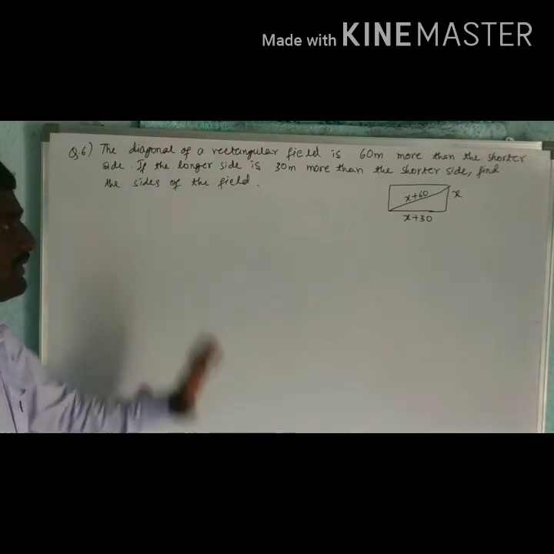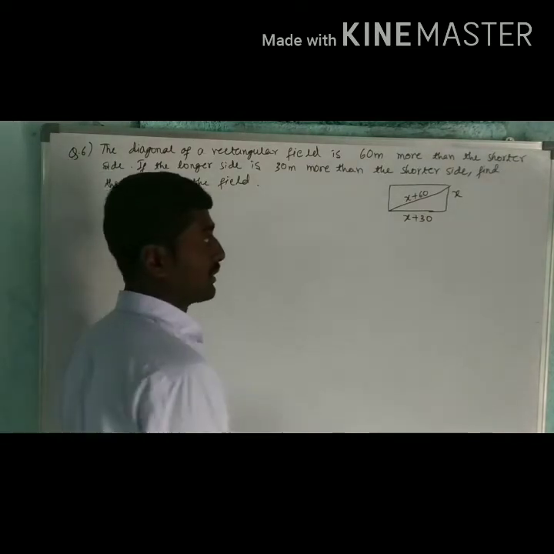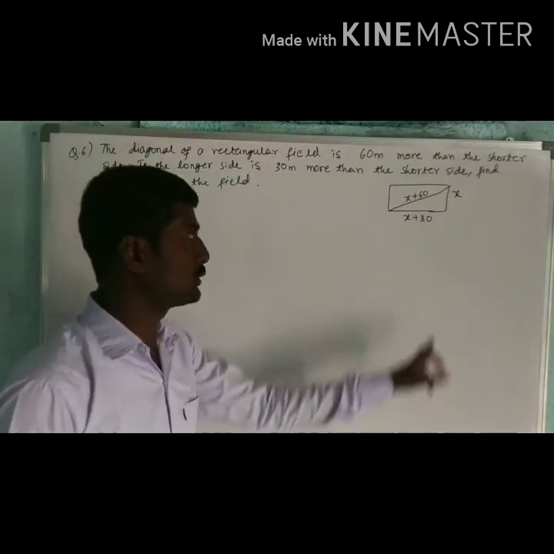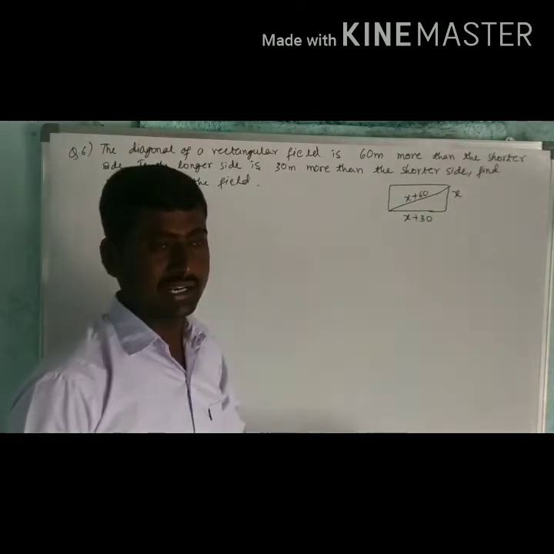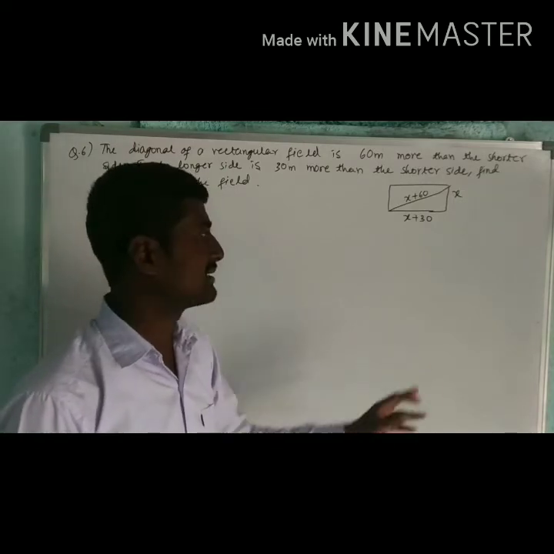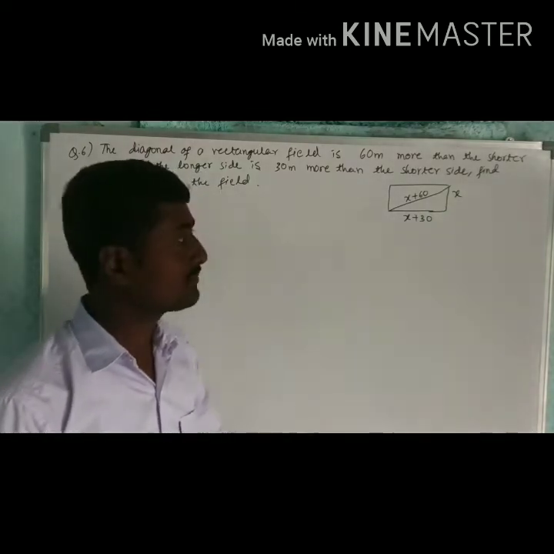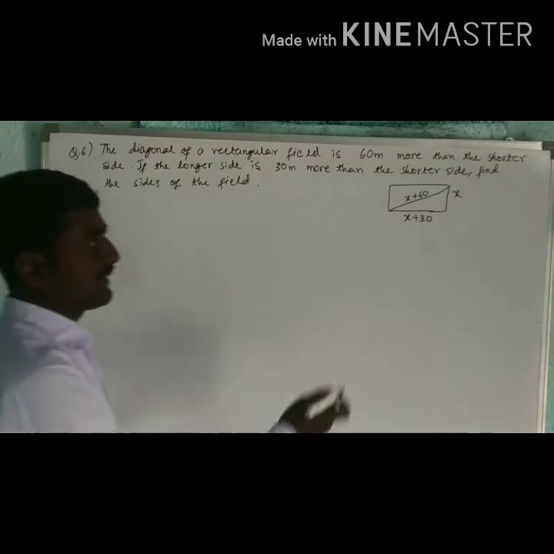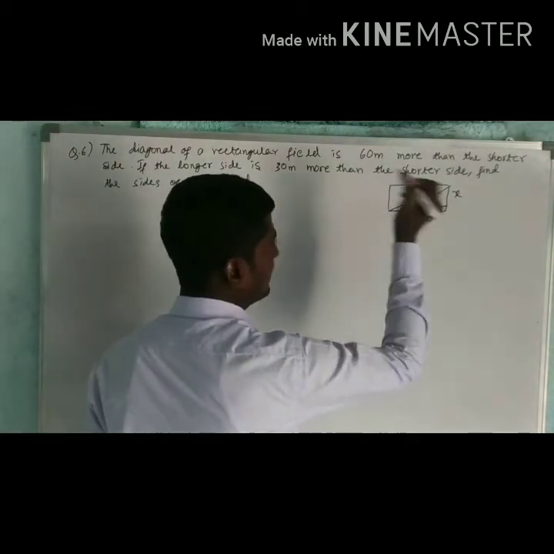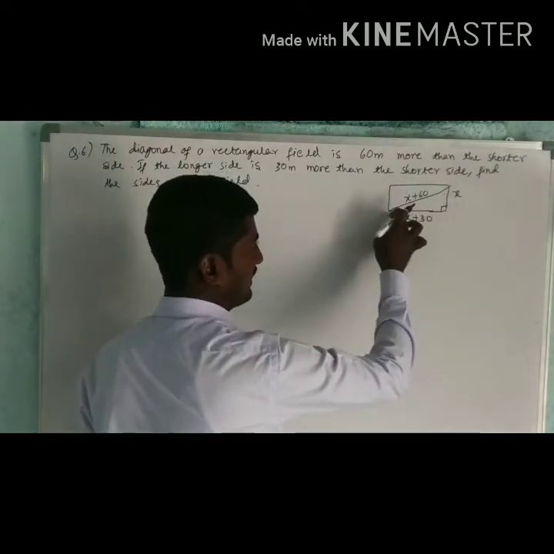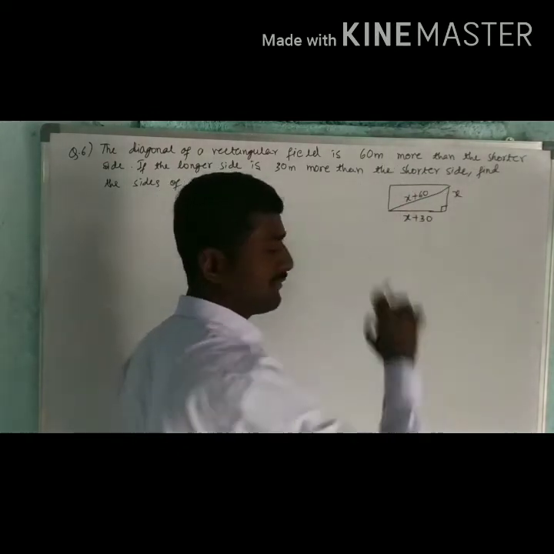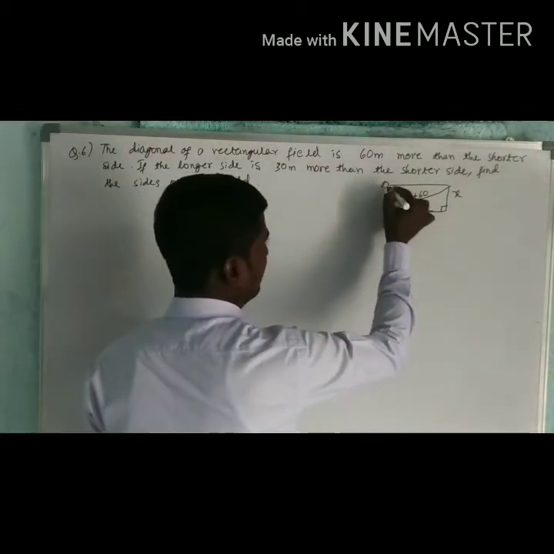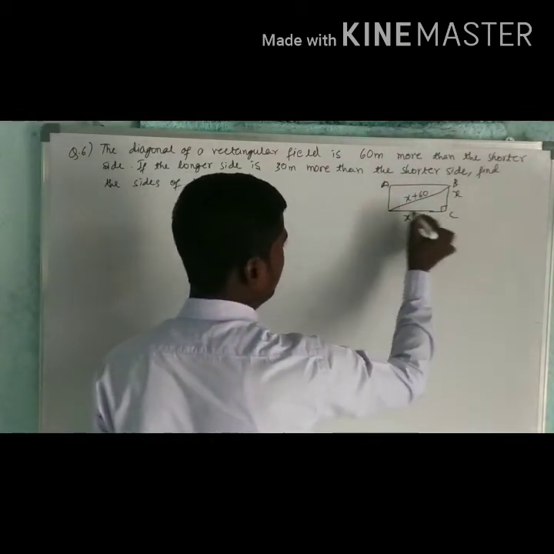Find the sides of the field. We have to find the sides of the field. Which are those? x and x plus 30. We have to find these two, x and x plus 30. At the end, you should write the conclusion, the sides, x and x plus 30. Now here in a rectangle, each angle is 90 degree. Now since it is a right angle triangle, I can apply the Pythagoras theorem here. Now I will name the rectangle A, B, C, D.